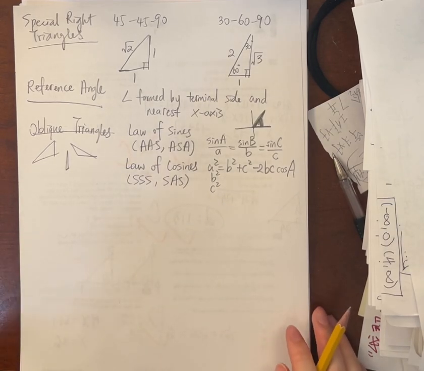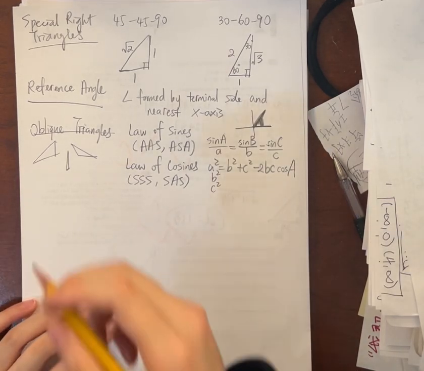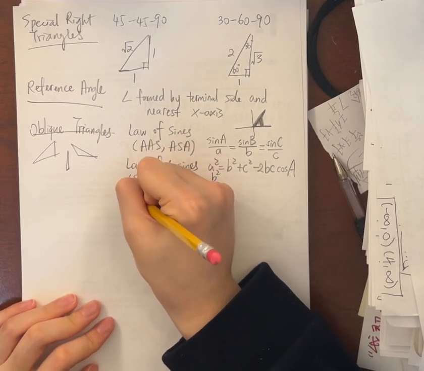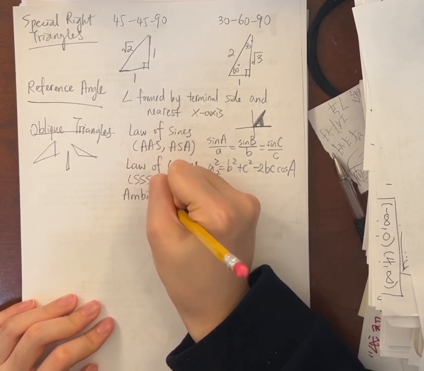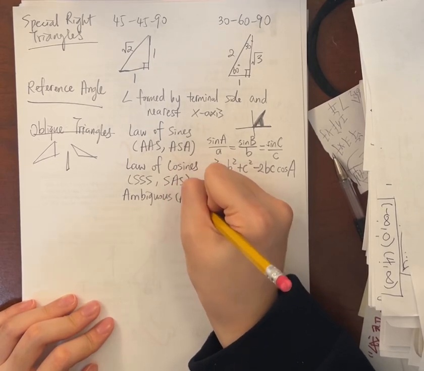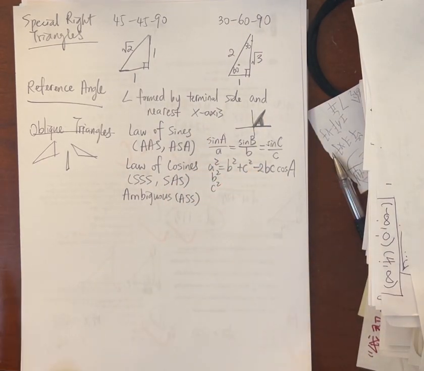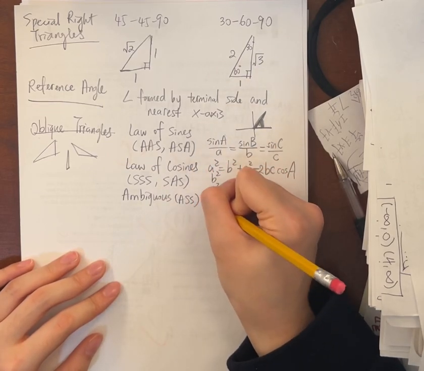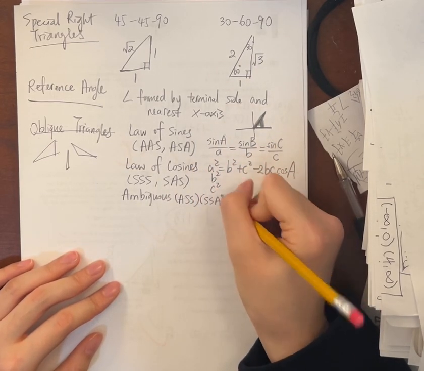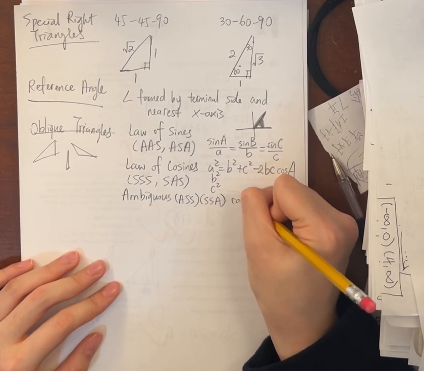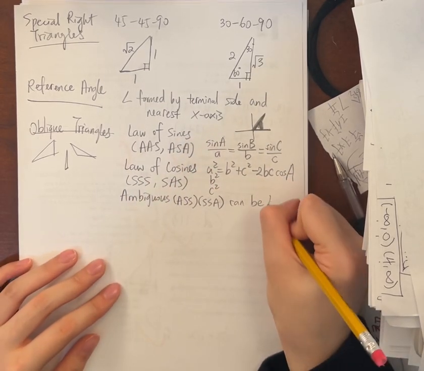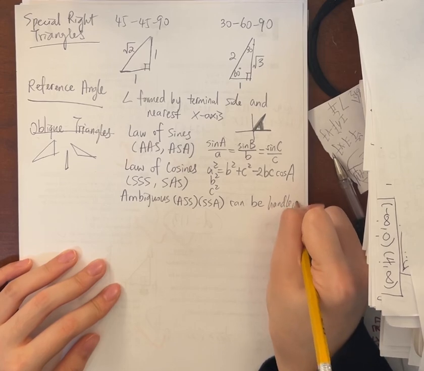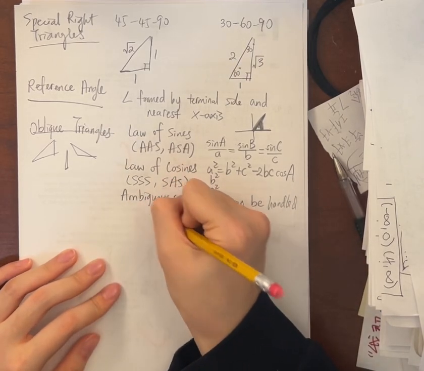And the last one but not least is the ambiguous case. Yeah, I hate the ambiguous case, huh? But it's also fun, and it's also important. The ambiguous case is when it's angle-side-side or side-side-angle. So this can be handled by either method.